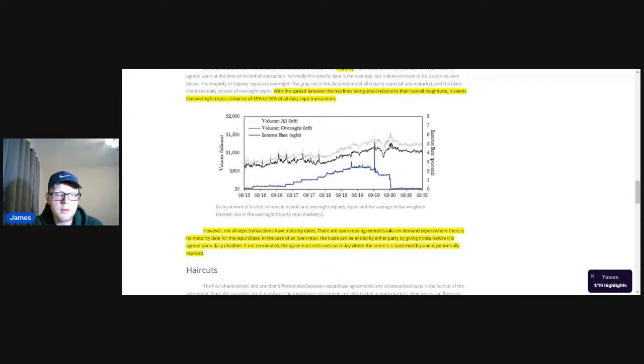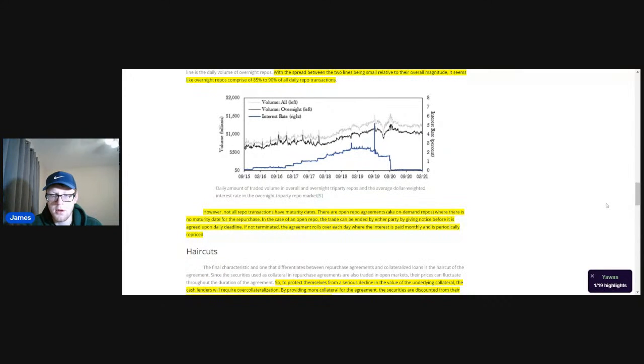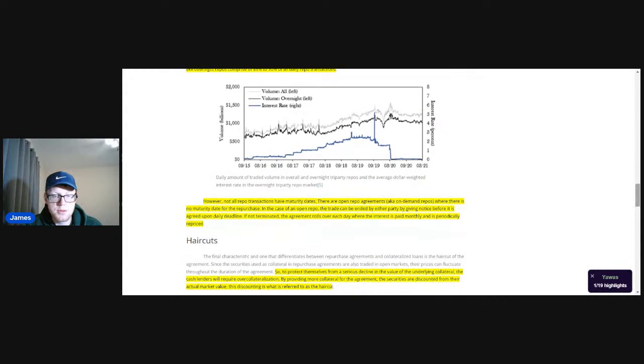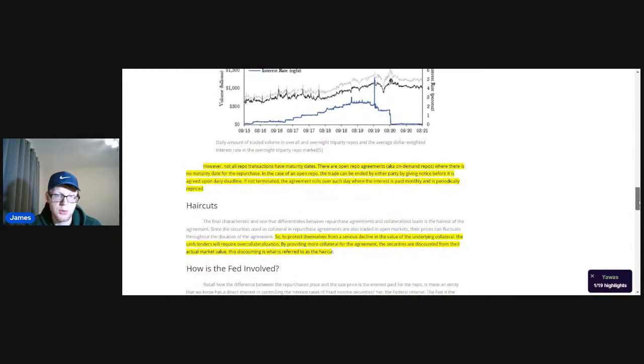There is such a thing as open repo agreements, also known as on-demand repos, where there is no maturity date. Basically, once you open the repo, it's ended when either party gives notice by the daily deadline. Because again, this is overnight, and depending on the type of repo, there's a schedule, I think, if I remember correctly, that starts at like 11 a.m. Tri-party repos have to be settled, or at least give notice, by 11 a.m. that next day, before the end of the night or something. Again, I'll go more in depth on that and research it more in future posts. But yeah, if it's not terminated, then the agreement just rolls over every day, and interest is paid monthly, and periodically they reprice stuff.